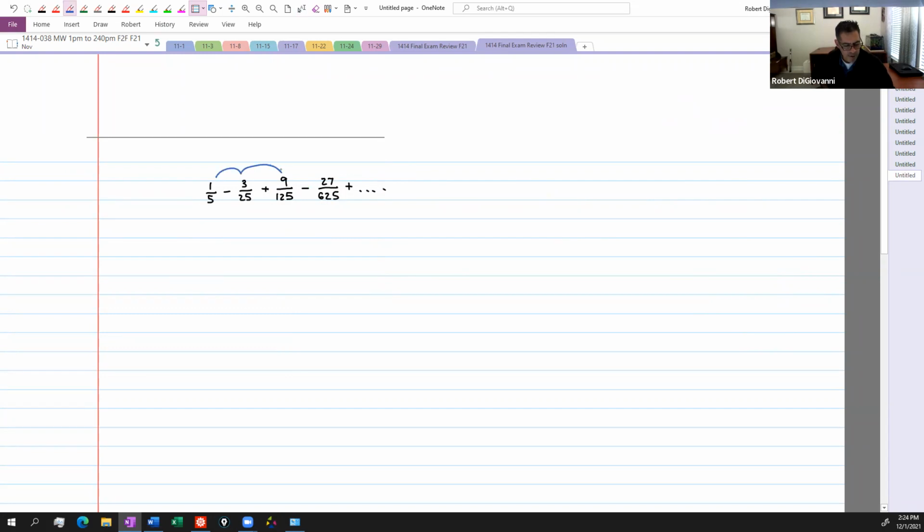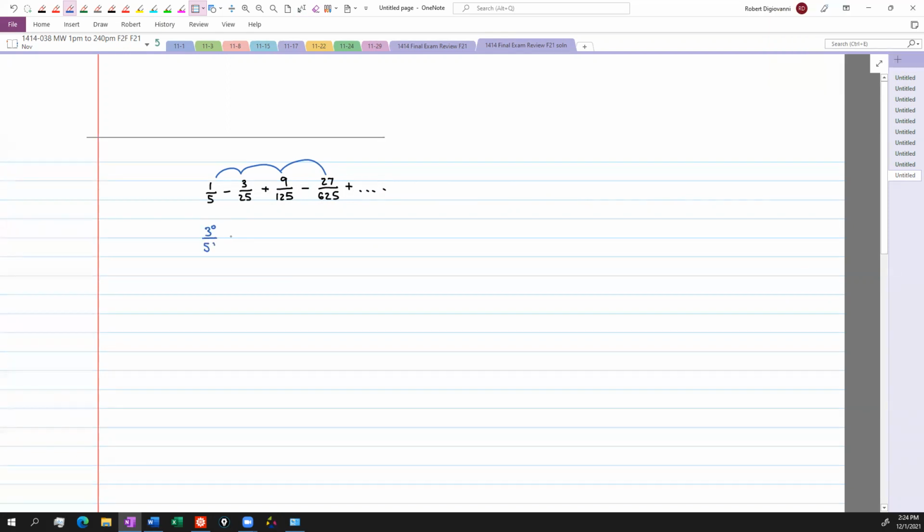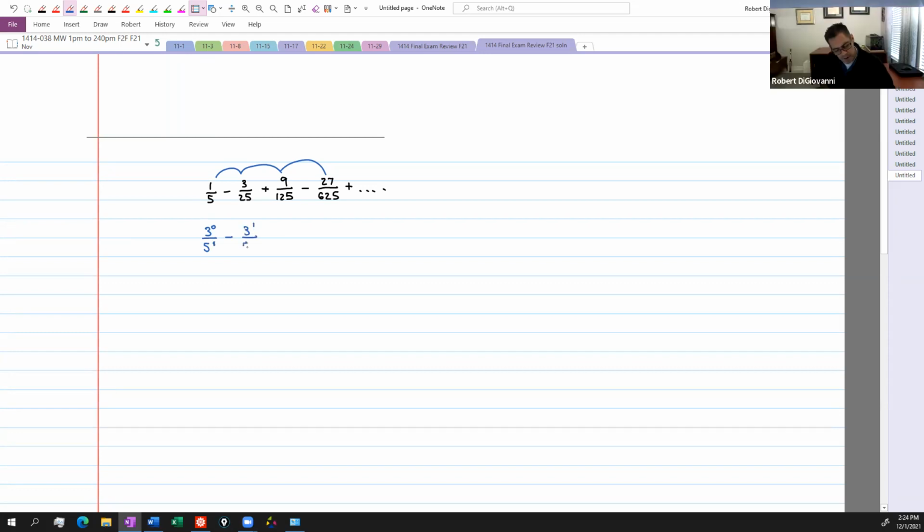look like powers of 3, don't they? It's like 3 to the 0 over 5 to the 1 minus 3 to the 1 over 5 squared. And then plus 3 squared over 5 cubed minus 3 to the 3rd over 5 to the 4th. So that looks like I have that pattern happening. It is an alternating series because it goes plus minus, plus minus, plus minus.